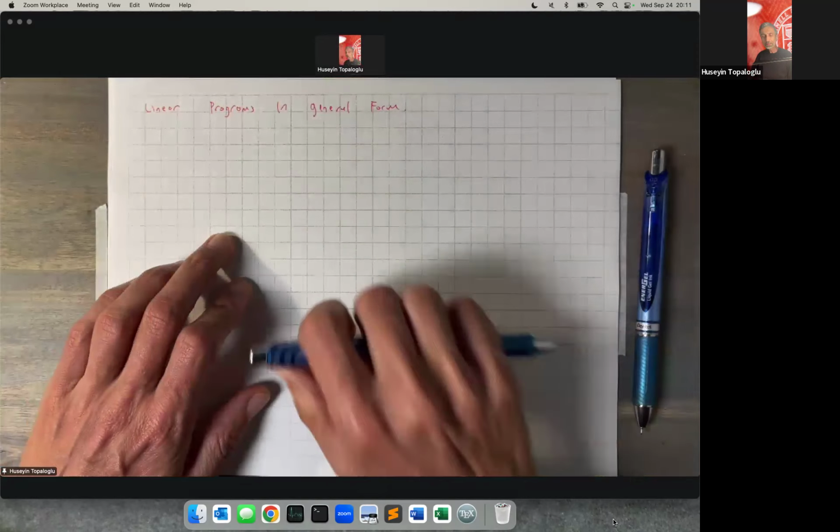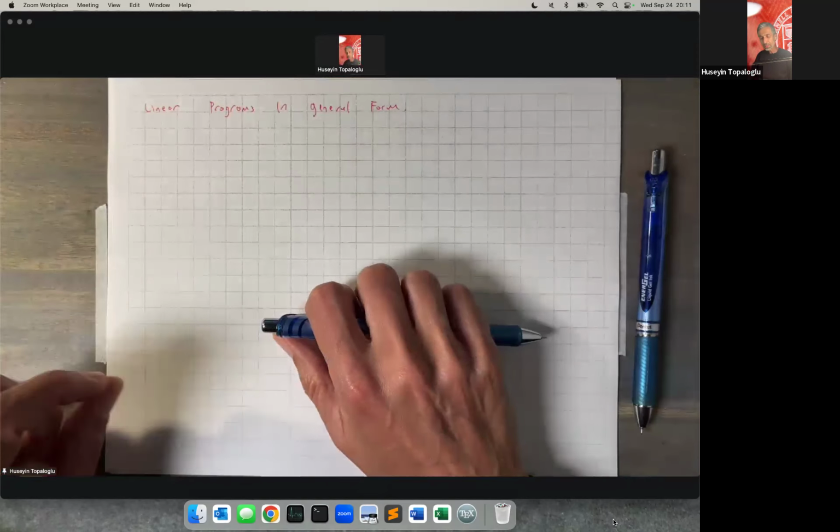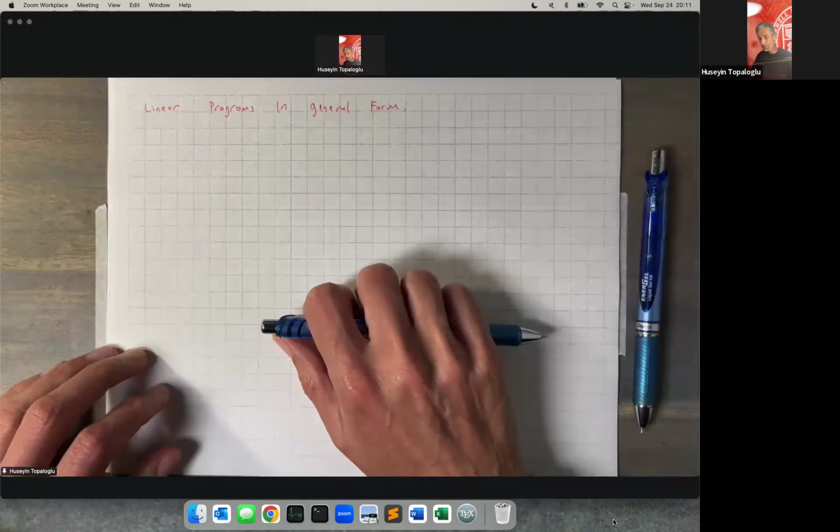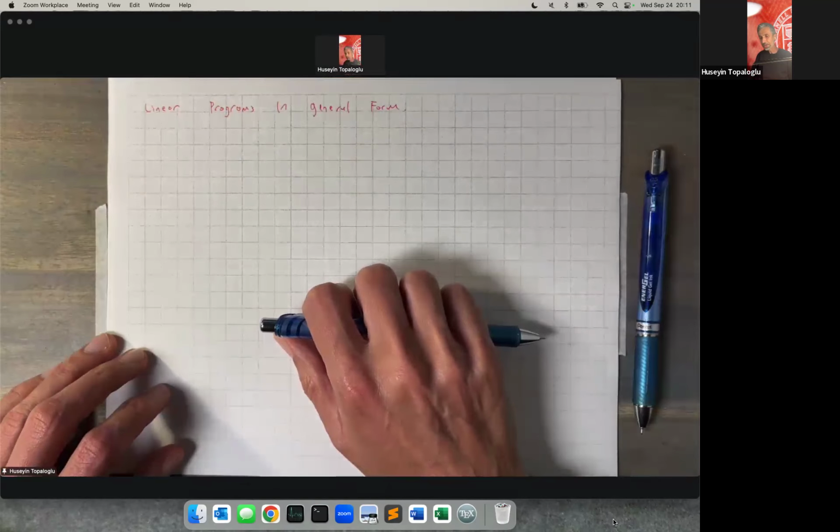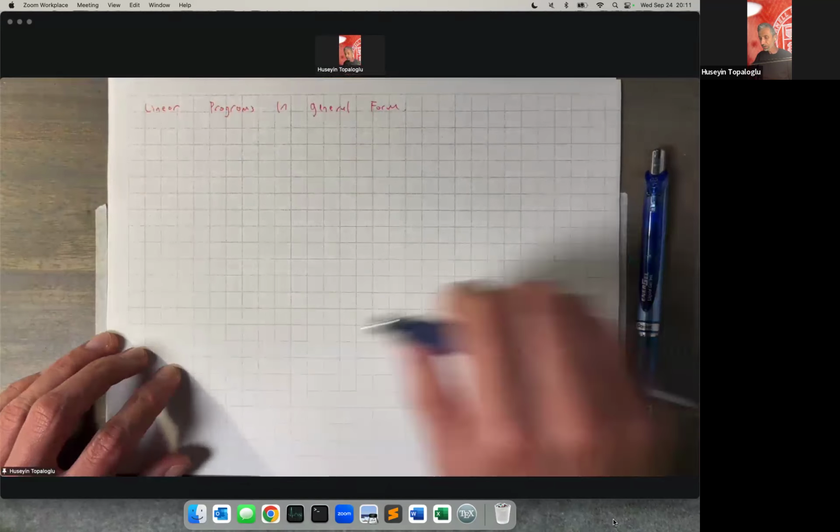So far, when we apply the simplex algorithm, we apply it to linear programs of the form where all the constraints are less than or equal constraints and all the decision variables are non-negative. All decision variables were restricted to be greater than or equal to 0.